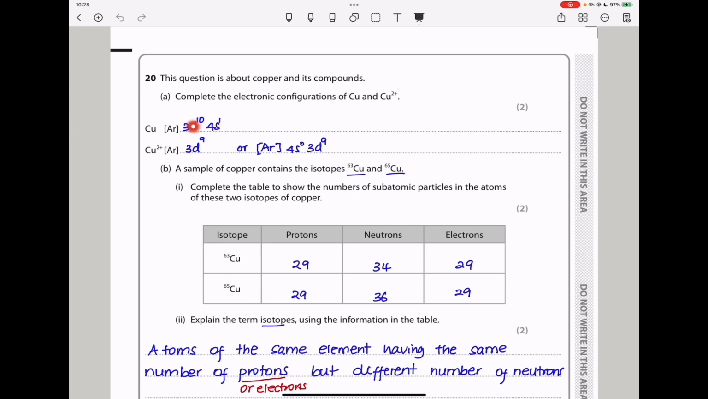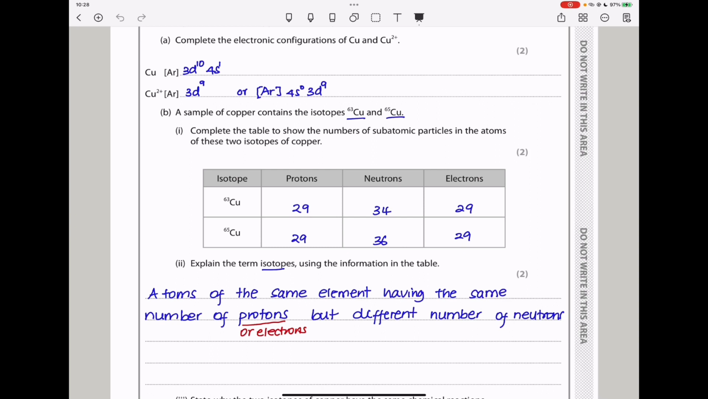Because copper has 29 electrons, these are 18, so plus 11, that gives us 29. And then copper 2+, it means it loses 2 electrons. One is going to be lost from the 4s and one is going to be lost from the 3d. So it's going to be 4s0, 3d9, or you could just say argon, 3d9.